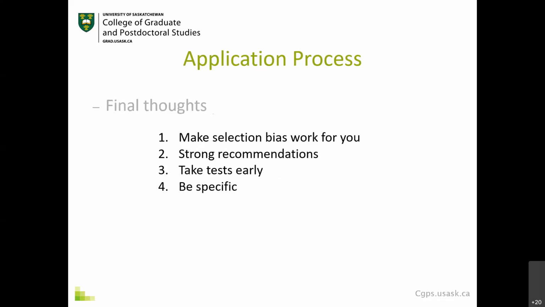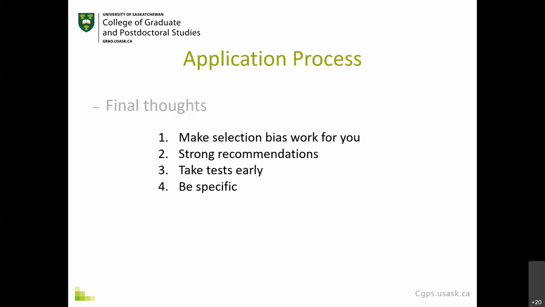Okay, so some final thoughts. This is probably the tips and tricks section. I referenced this earlier, but I'm going to highlight it because I think it's really important. Make selection bias work for you. We all know that if you're hiring people, or selecting people for a program, you're far more likely to choose someone who you're familiar with. So you, as current U of S students, really have an advantage here that you should use. That's why, even if it's not required, you should reach out to a faculty member and see if they're interested in supervising you before you apply.